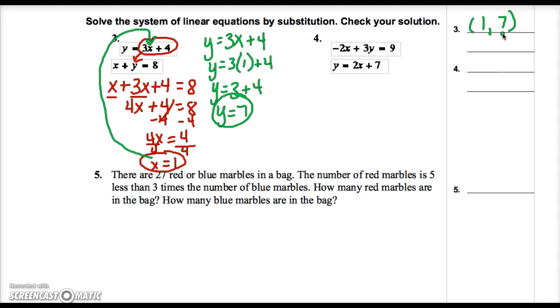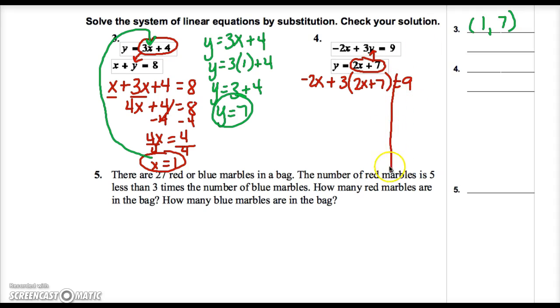All right, on number 4, we have negative 2x plus 3y equals 9. And then y equals 2x plus 7. So I notice right here, they tell me what y equals. Y is 2x plus 7. So I'm just going to take that and put it right where the y is. I'm going to substitute that in. So we have negative 2x plus 3, and then you have to put this part in parentheses since you're multiplying the entire thing by 3.